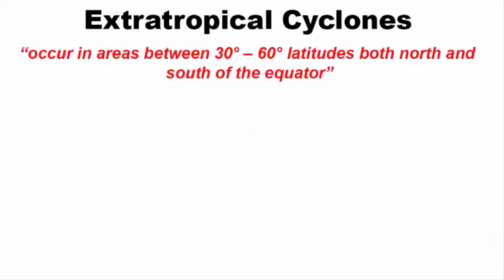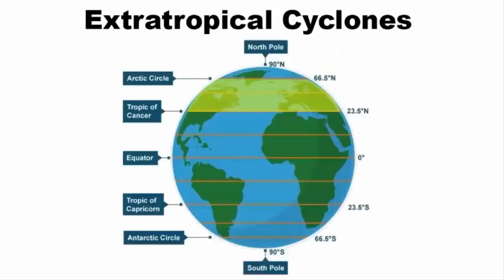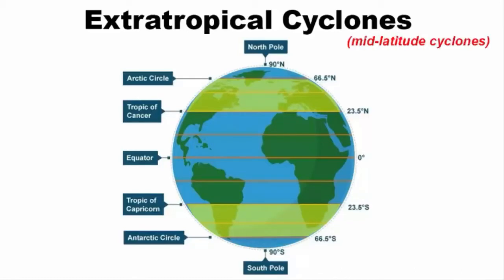It is a type of cyclone which occurs in areas between 30° and 60° latitude, both north and south of the equator. In between Tropic of Cancer and Arctic Circle in the northern hemisphere. In the southern hemisphere, it is between Tropic of Capricorn and Antarctic Circle. This region is called the mid-latitudes. That is why extratropical cyclones are sometimes called mid-latitude cyclones, and some part of the cyclone even touches the high latitudes.